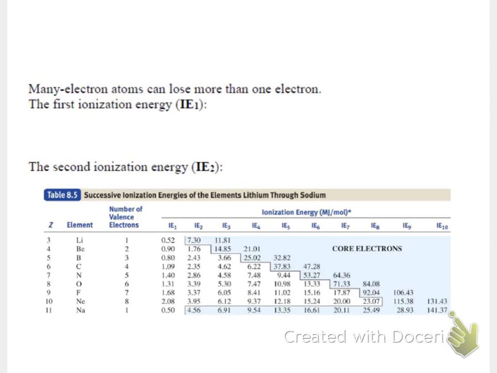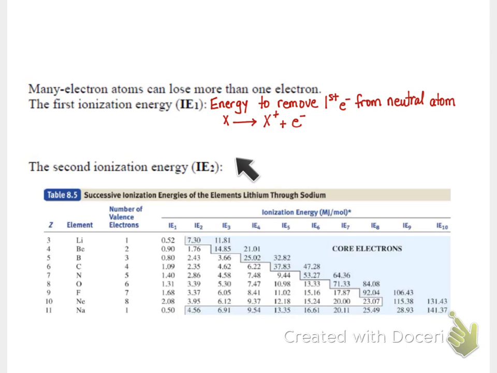Atoms that have lots of electrons can lose more than one electron. The first ionization energy is the energy to remove the first electron, the outermost electron from a neutral atom. And here's a diagram of what happens there. Element X loses an electron and becomes a cation. This process is what we describe as the first ionization energy.